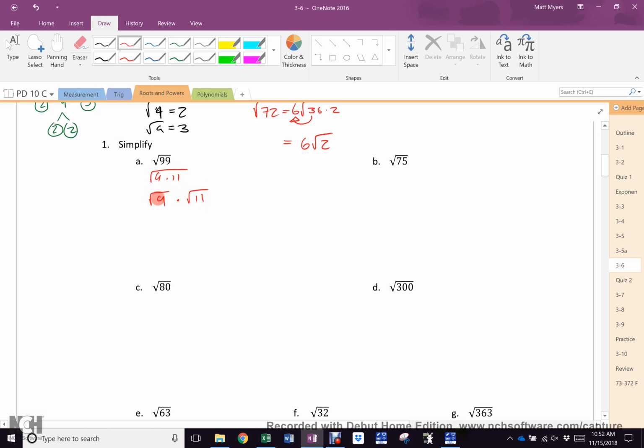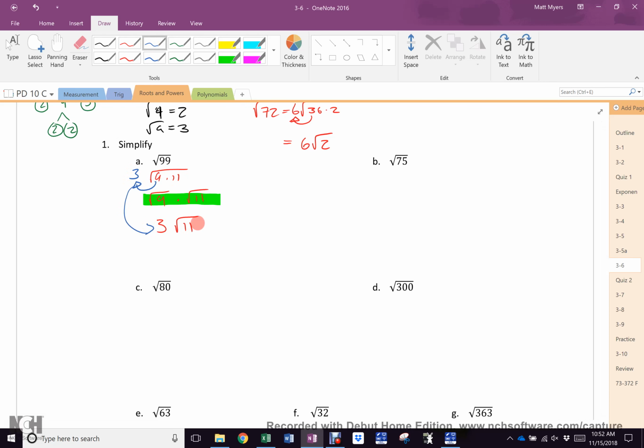What is the square root of 9? 3 times the square root of 11. Now, do you need to write out this step? No. This is what is actually happening. Some students like to see this so they understand what is really going on. Most students are looking for the shortest cut possible, which is, 9's a perfect square, so I bring out the square root of 9, 3. 11 doesn't break down, so I end up here. Everybody good?